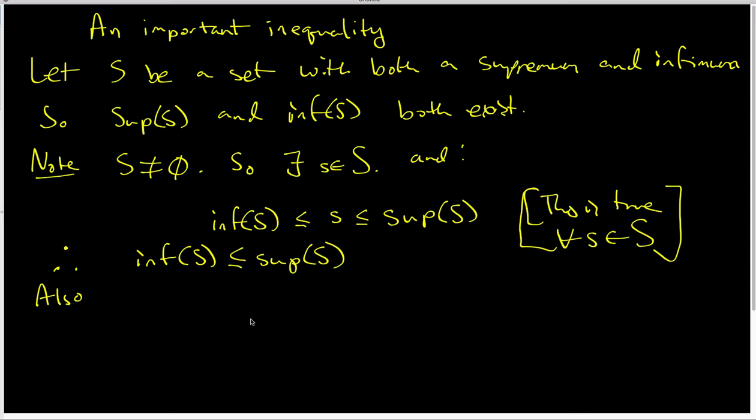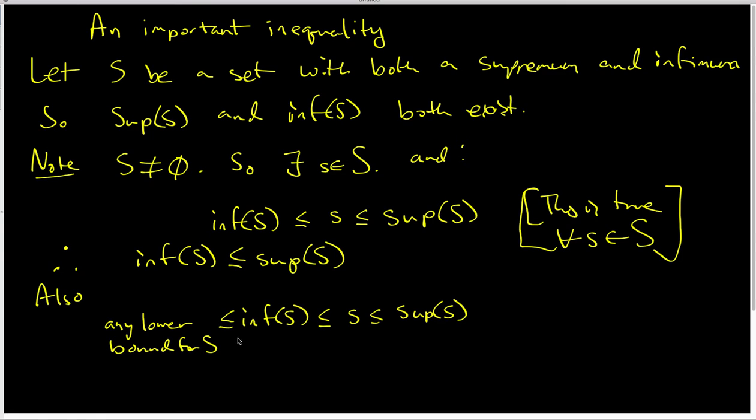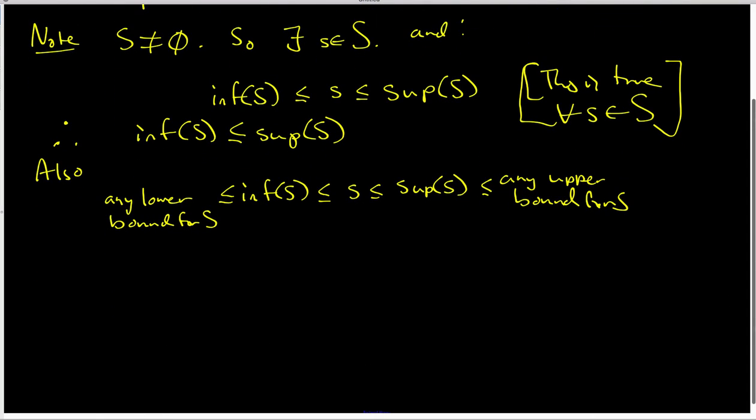What I want to note is that if I start with my basic inequality, that the infimum is less than or equal to s, and s is less than or equal to the sup, I can add things on both sides. The infimum itself is bigger than or equal to any lower bound for my set S, and the supremum is less than or equal to any upper bound for set S. And what this means is that I basically have the following kind of a number line.